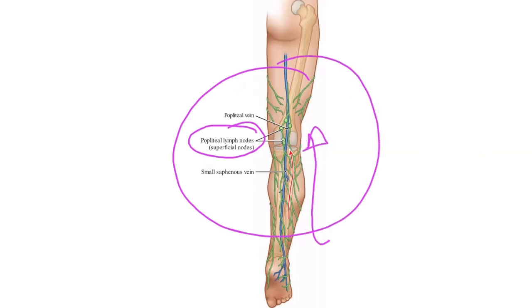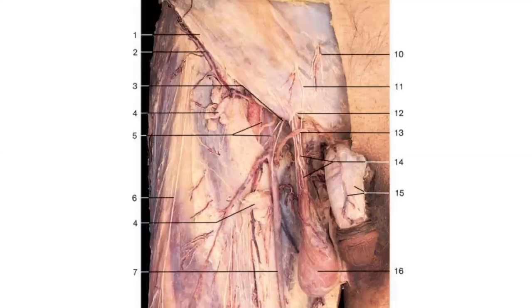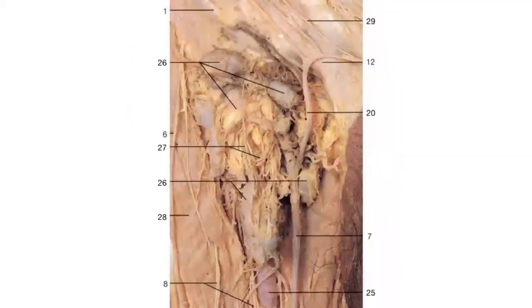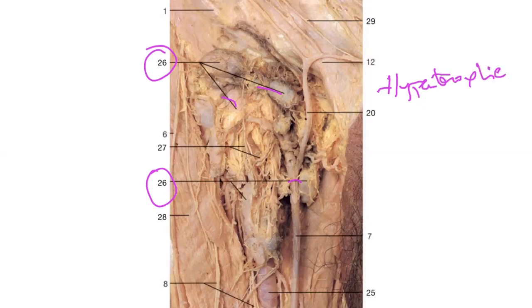Again, observe the direction. You see, these are the superficial inguinal lymph nodes. You have already seen this in your dissection, right? This is the vertical group. Again, you see number 26, superficial inguinal lymph nodes. Here they are somewhat hypertrophied. The lymph nodes are hypertrophied in this specimen, that's why they are more clear, right?